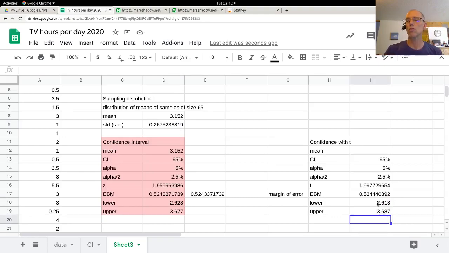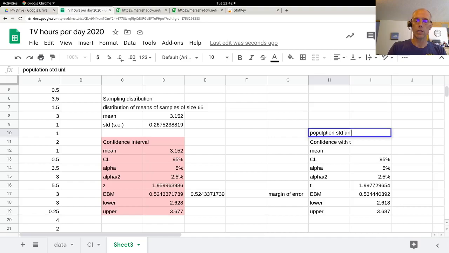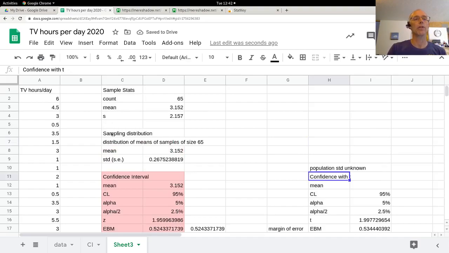Let's see, 2.618 versus 2.628. Okay, so I'm a little lower on the left, and I'm a little higher on the right. 3.687 versus 3.677. And this is the appropriate way to do it because I didn't know the population standard deviation. So I'm just going to make a note: population standard deviation unknown.